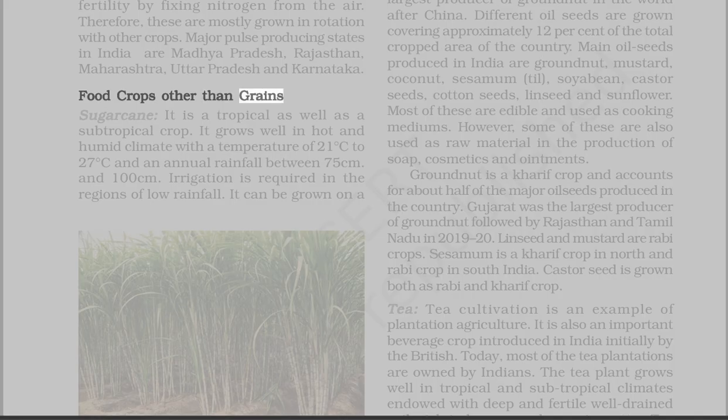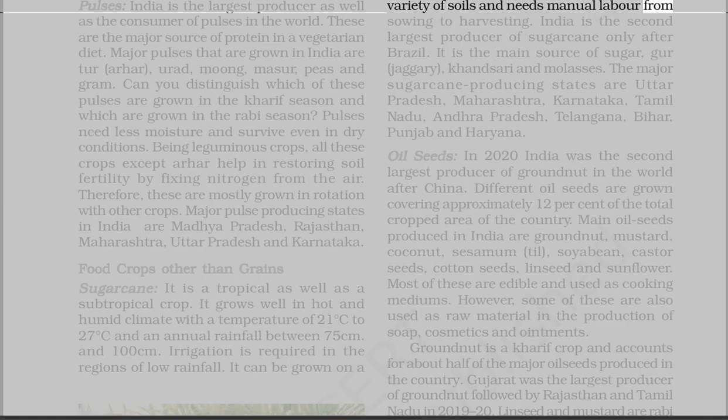Food crops other than grains. Sugarcane. It is a tropical as well as a subtropical crop. It grows well in hot and humid climate with a temperature of 21 degrees Celsius to 27 degrees Celsius and an annual rainfall between 75 centimeters and 100 centimeters. Irrigation is required in the regions of low rainfall. It can be grown on a variety of soils and needs manual labor from sowing to harvesting.